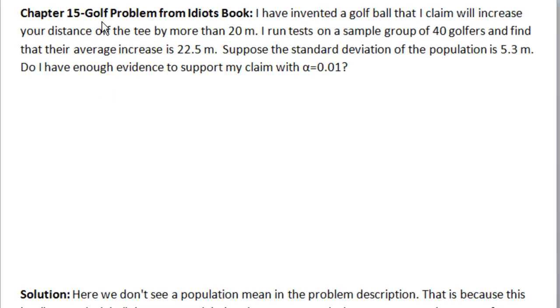This is the golf problem from the Idiot's book, that is Statistics for Idiots. I have invented a golf ball that I claim will increase your distance off the tee by more than 20 meters. I run tests on a sample group of 40 golfers and find that their average increase is 22.5 meters.